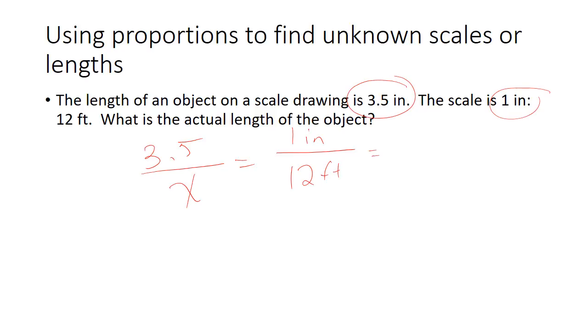So we're going to cross multiply. We have 3.5 times 12, which is 42. And then our x times 1 is just x. So we would say that the actual object is 42 feet. It's important to keep your units in there. They give you units on purpose. We need to put them in our answer.